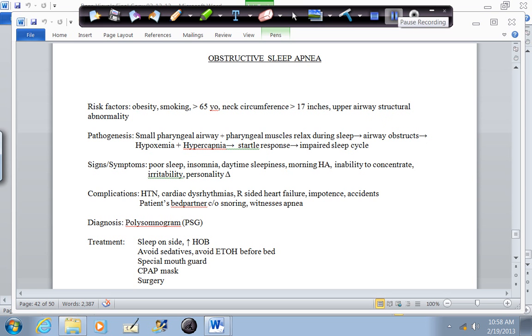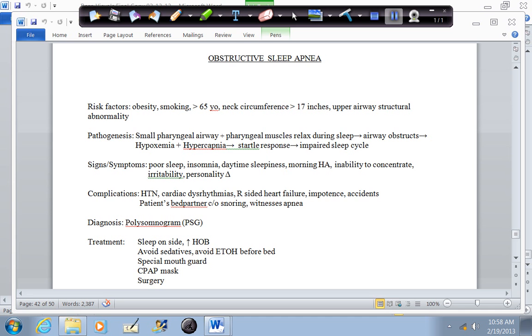The complications are high blood pressure, cardiac dysrhythmias, because when people don't breathe, there's not oxygen getting to the heart. You'll see right-sided heart failure if it's bad enough, because the right side of the heart is pumping against an extra load trying to supply deoxygenated blood quickly enough to be oxygenated. Impotence, accidents, those come from the sleepiness. Quite often the person who catches onto this is the person the patient is sleeping with, because that person will say, my God, this snoring, I can't get to sleep myself. And that person may also witness the apnea.